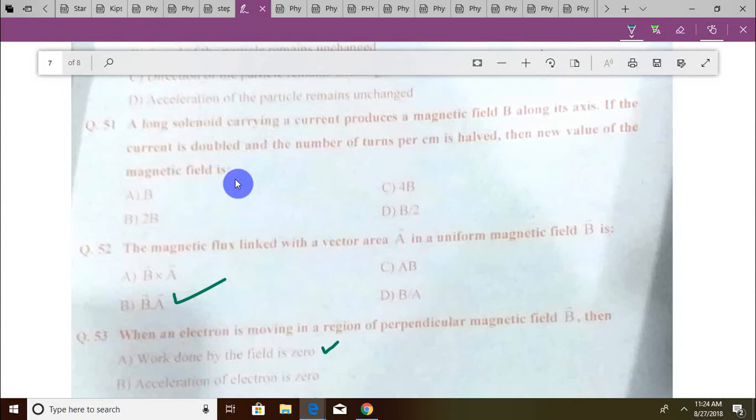Like if it's 1 per centimeter, then it will be 100 per meter, and if it halves, it becomes 50. So that change is a factor of 1 by 2. And we've also doubled the current. Then for the magnetic field, there won't be any net change because mu naught is a constant. It will be B.